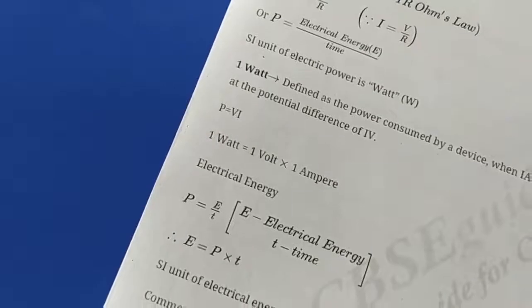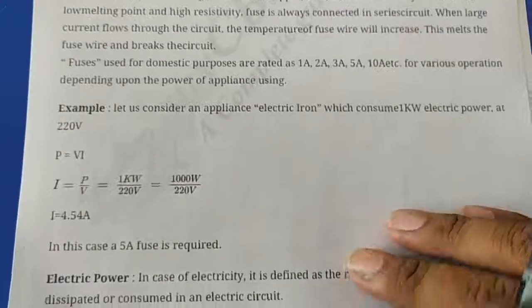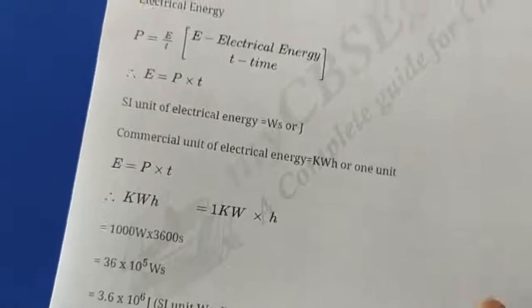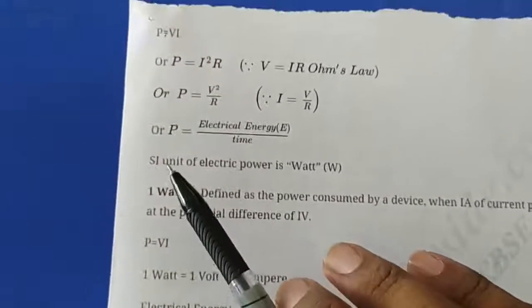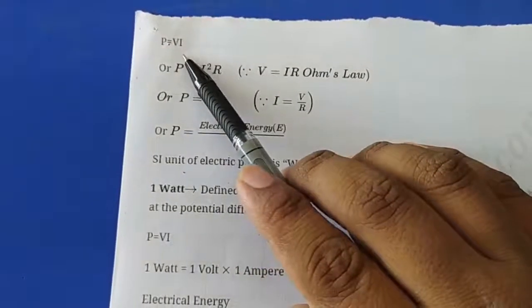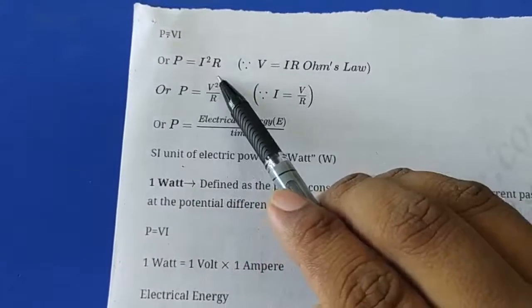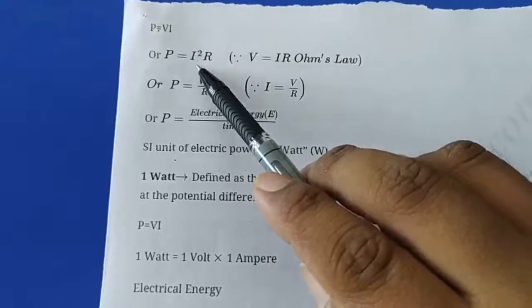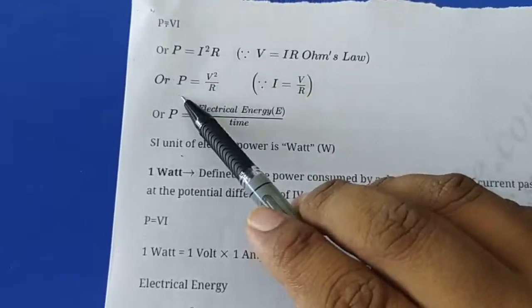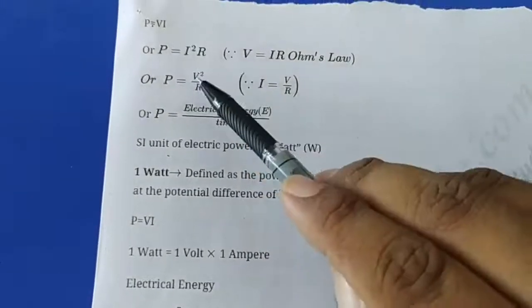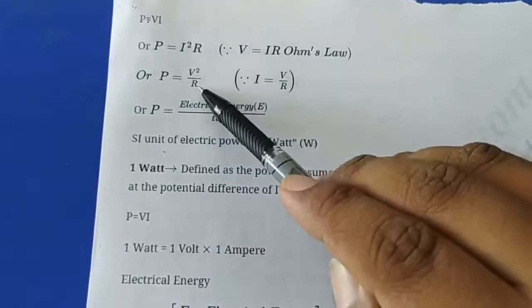Next is electric power. Power is the rate of change of energy. P is equal to VI, and also P is equal to I square R. How? If we put V is equal to IR by Ohm's law, then P is equal to I square R. And if we put I as V by R, then P is equal to V by R into V, that is V square by R.